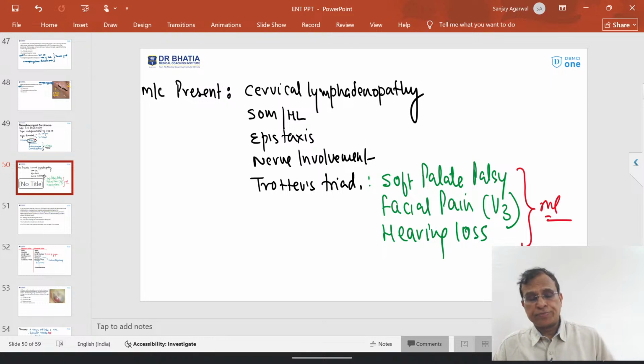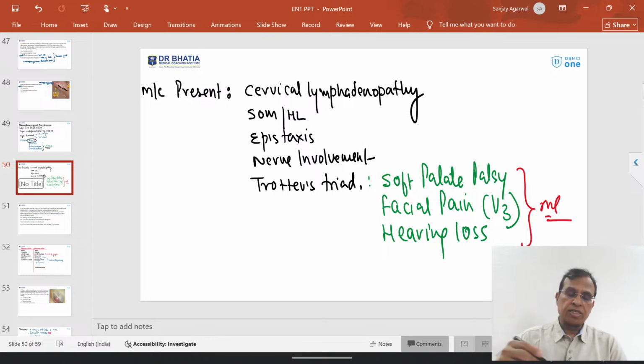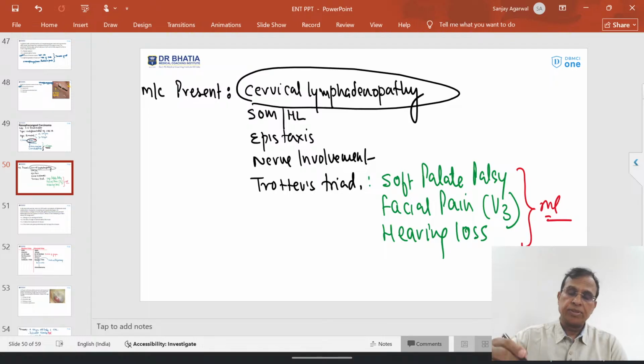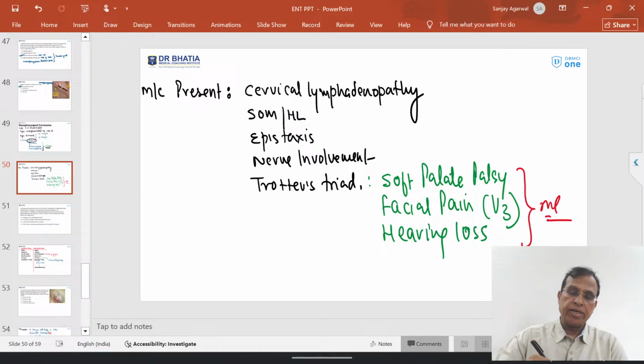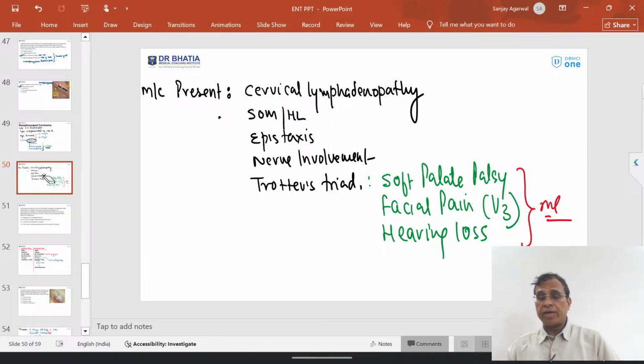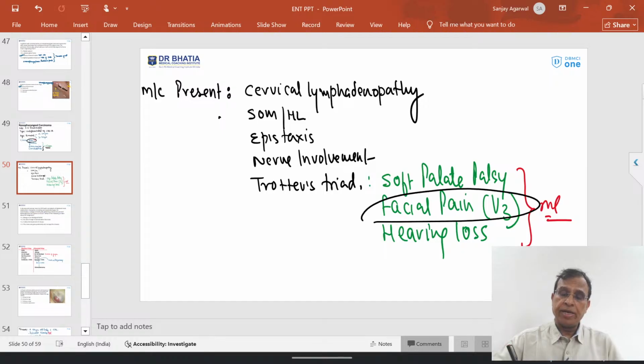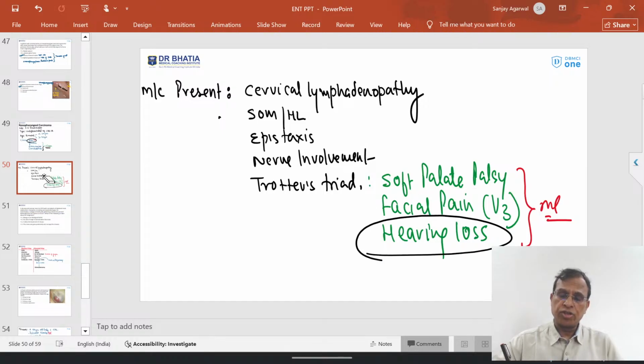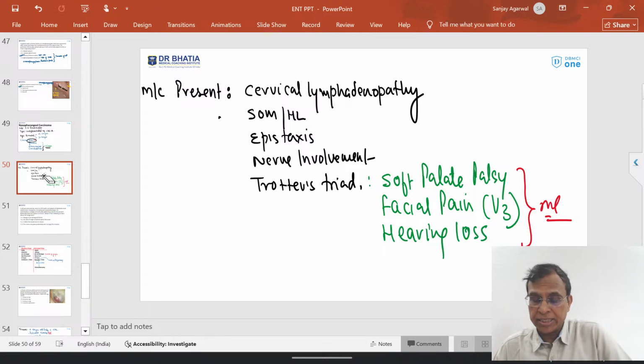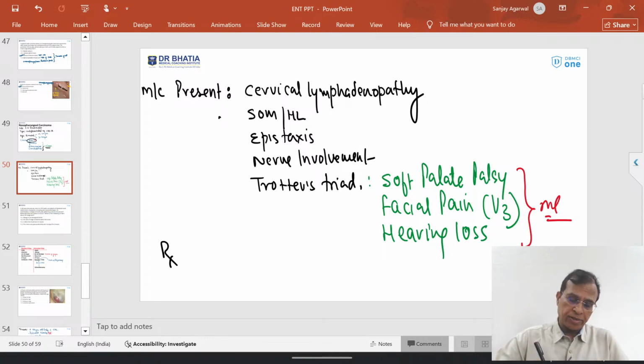And presentation. The most common presentation is cervical lymphadenopathy. Along with cervical lymphadenopathy, there can be serous otitis media, because of which there can be hearing loss. Epistaxis can happen. Nerves can get involved. And there is a triad called Trotter's triad. They also ask you what is in Trotter's triad: soft palate palsy, facial pain, and hearing loss. All 3 are features of Trotter's triad. And treatment is chemoradiation.